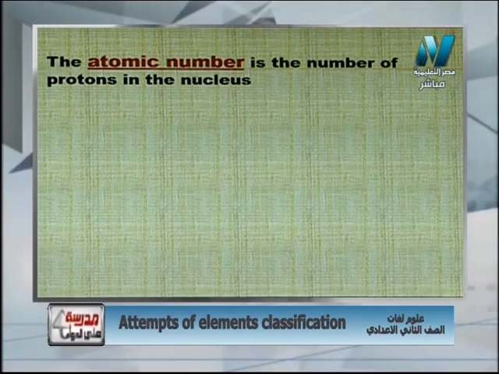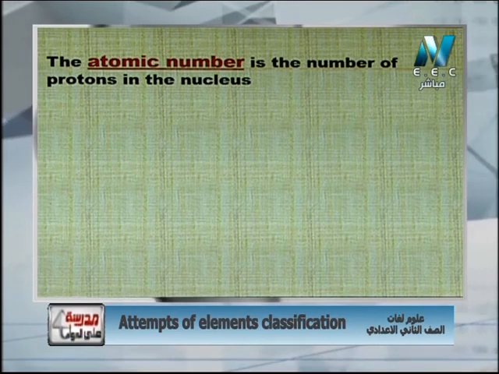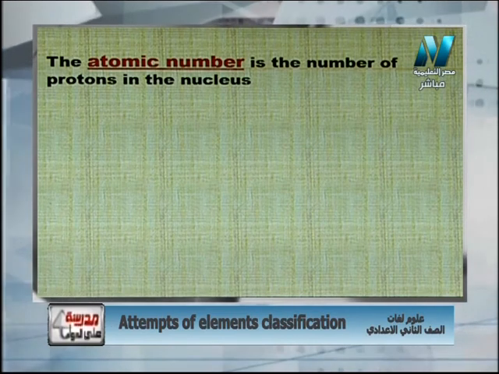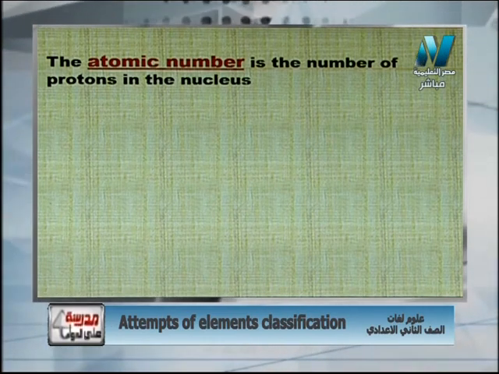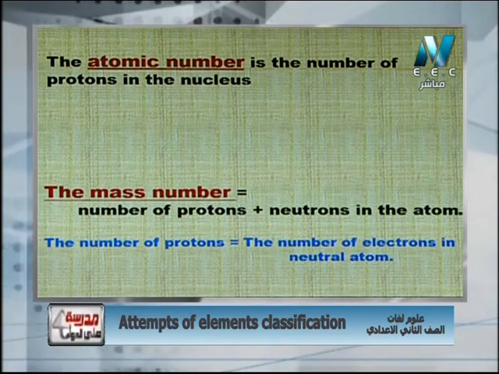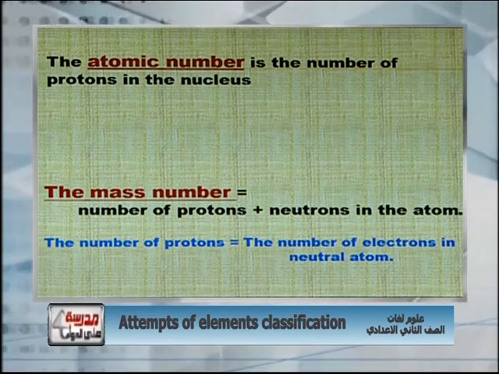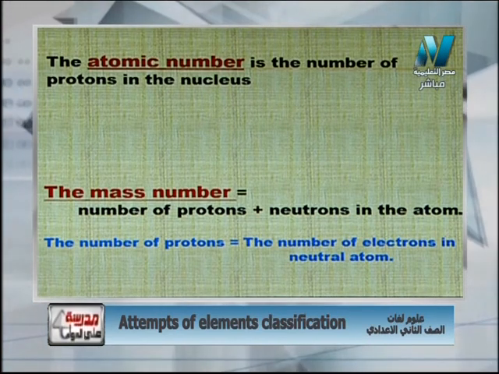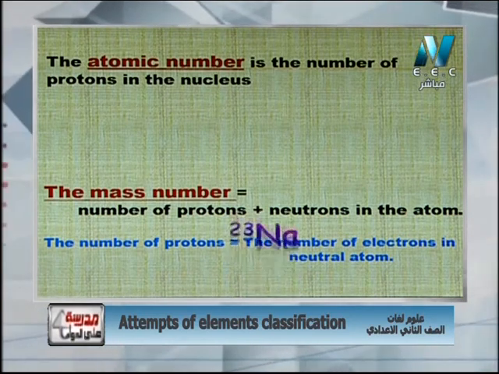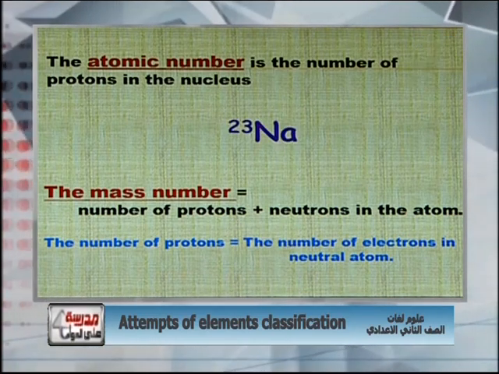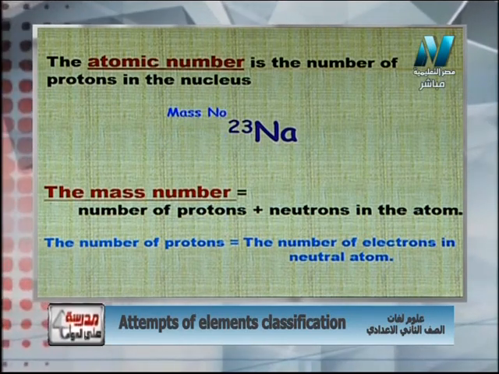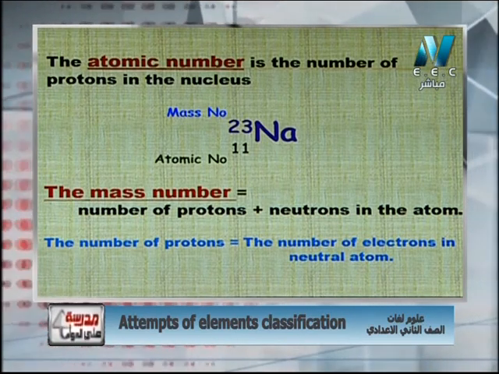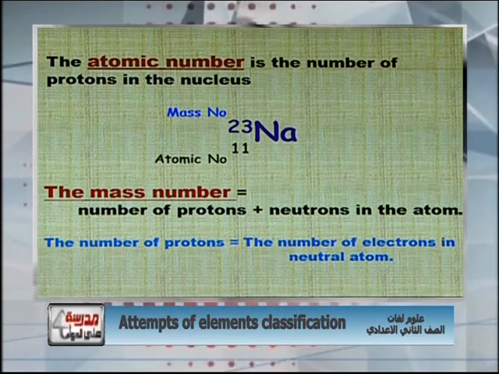Okay, let's revise the atomic number again. I say it once more because it is important before discussing our lesson today. The atomic number is the number of protons in the nucleus. And the mass number is the number of protons plus neutrons. And the protons equal the electrons in the atom. For example, I have sodium 23, and this is called the mass number. And the number written below, we call it the atomic number.